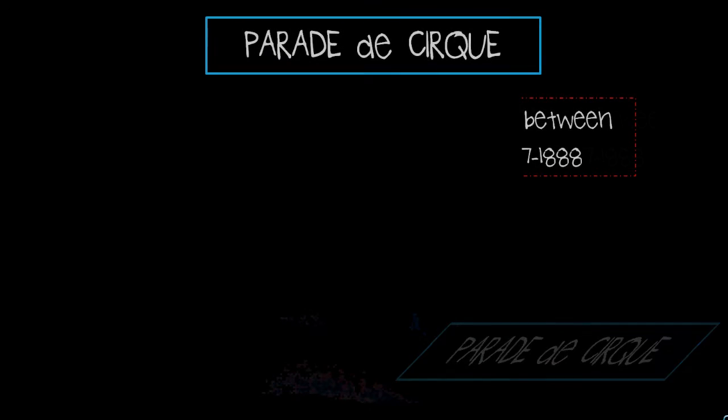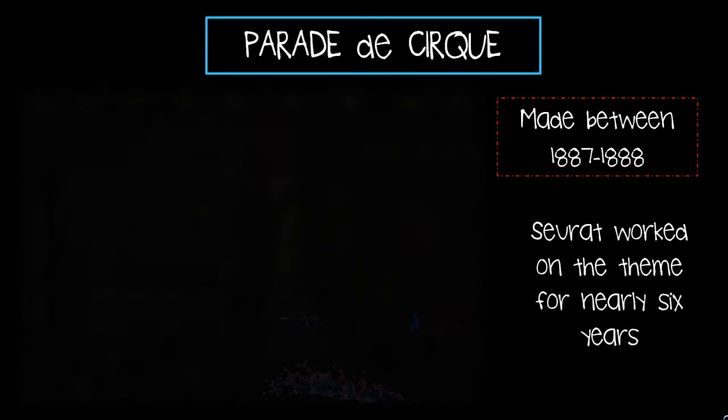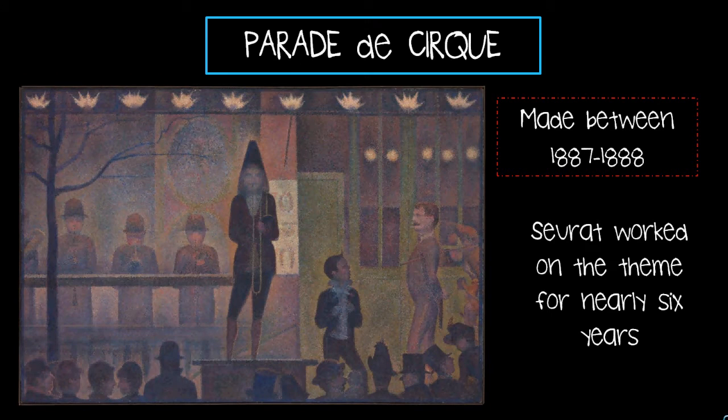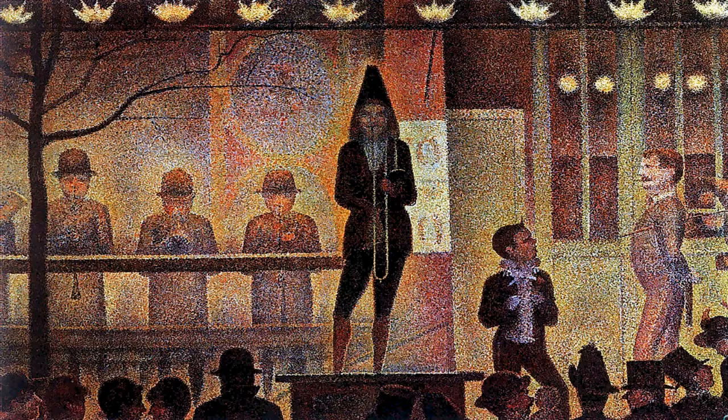Parade de Cirque. Circus Parade in English. It was created between 1887 and 1888. Did you know that Seurat worked on the theme for nearly 6 years before completing the final painting? Parade de Cirque contains numerous examples of golden proportion. It has a 4:6 ratio division and golden mean overlay, showing only a close approximation to the divine proportion.